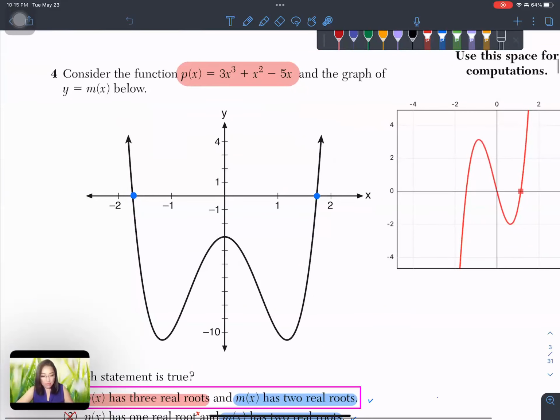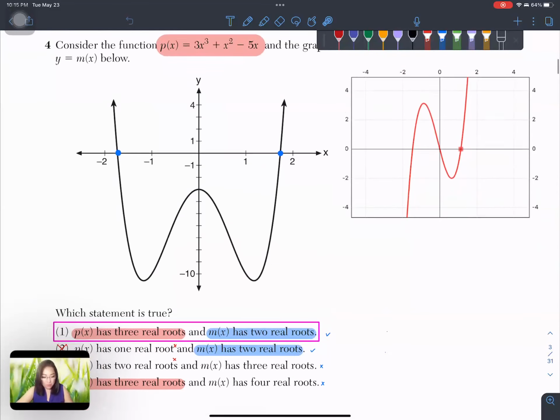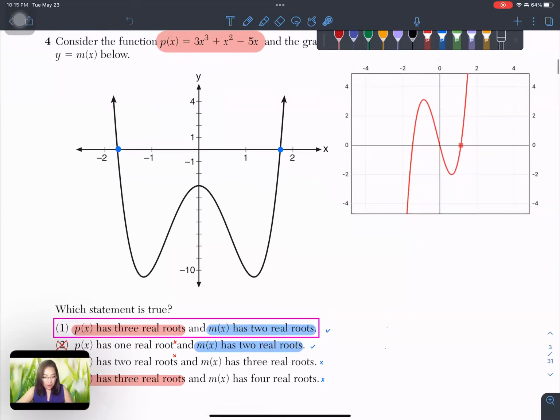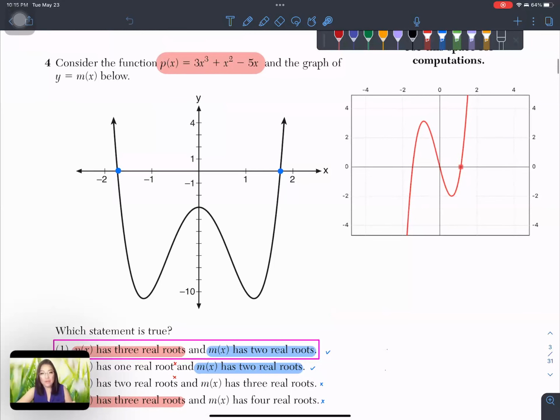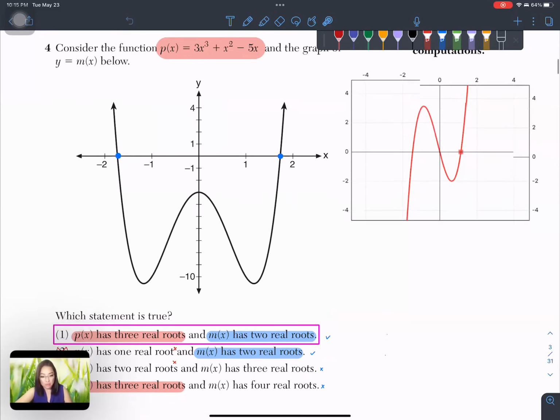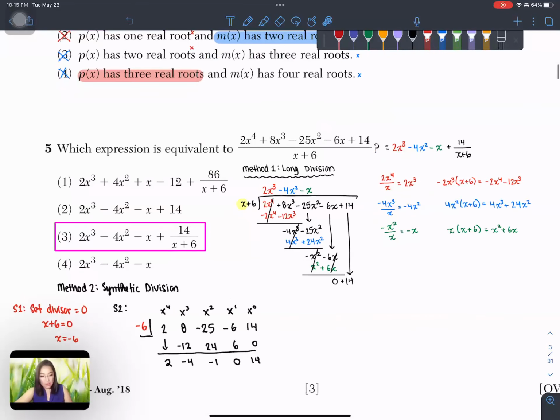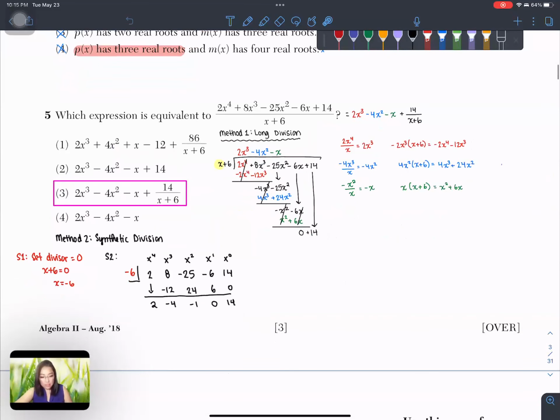Number 4. The graph has 2 real roots because it has 2 intersections. And p of x, if you graph it on the calculator, is a cubic function, and it has 3 real roots as well. Number 5, I had a lot of questions about this one.